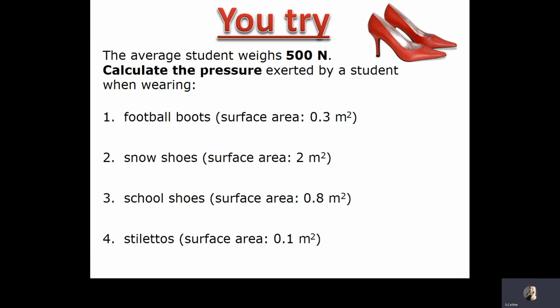Going to have a go now. Make sure you've got a calculator. You're going to have a go at calculating the pressure in these 4 different situations. And you are going to assume that you are a student who weighs 500 newtons. So that is the force that you will be exerting on the floor. Now imagine you're wearing these 4 different shoes: football boots, snowshoes, school shoes, and stilettos. So calculate how much pressure you would be exerting on the floor by wearing those different shoes with different surface areas. Off you go.